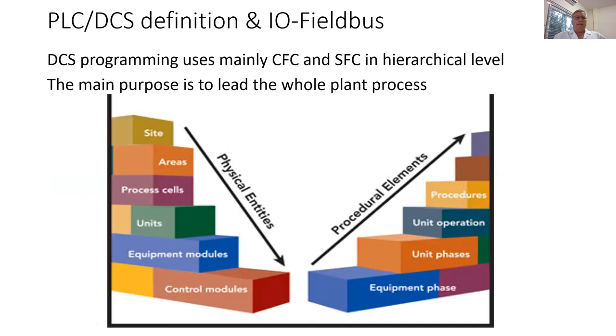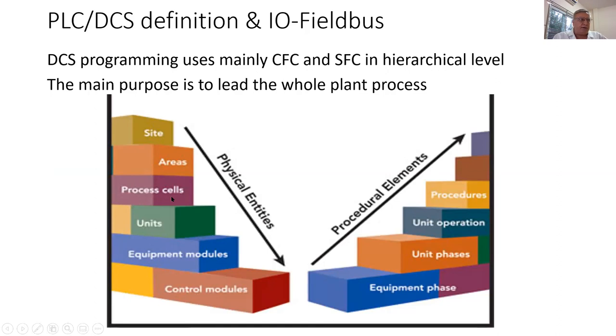In a DCS, we want to control a whole plant. And that means we also have to divide the plant into smaller areas. So this is our whole plant, and then we put in some areas: upstream, downstream, utilities, whatever, different units, reactors, vessels, and I don't know what else. And create this as a process cell.